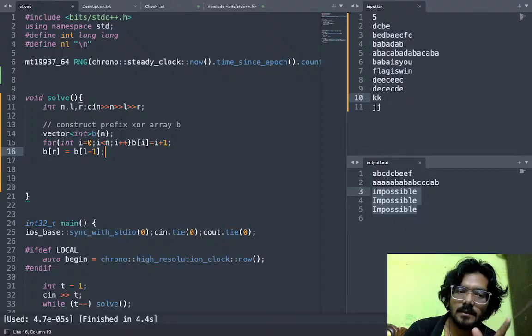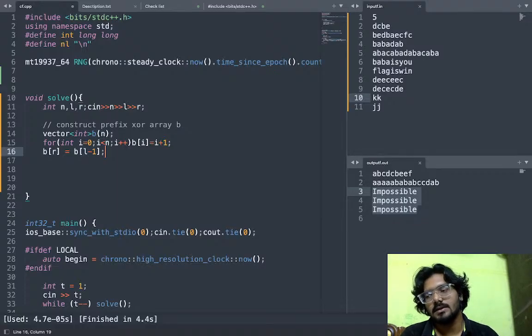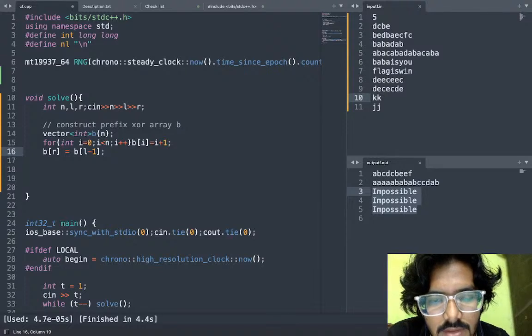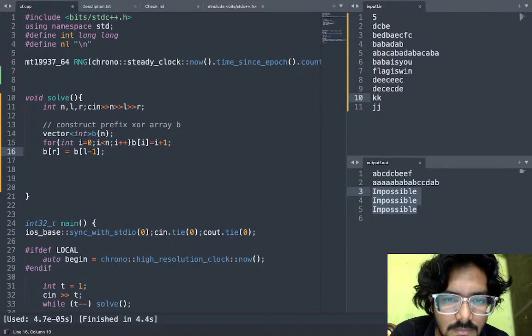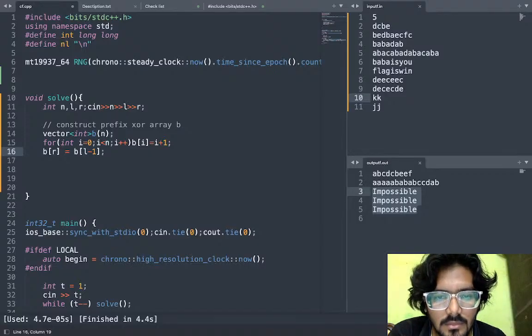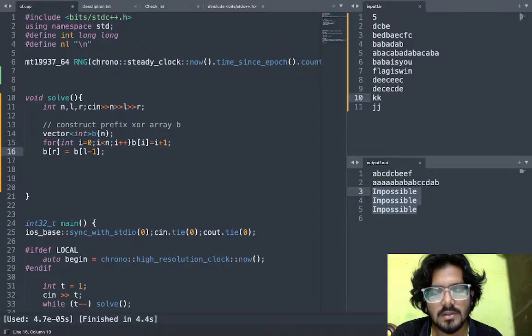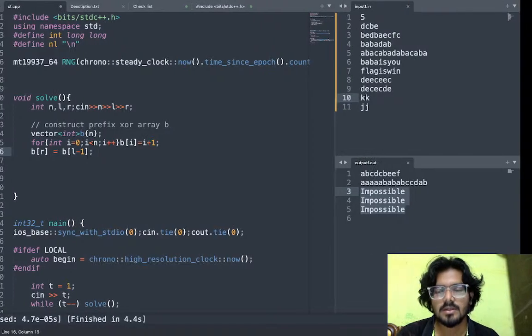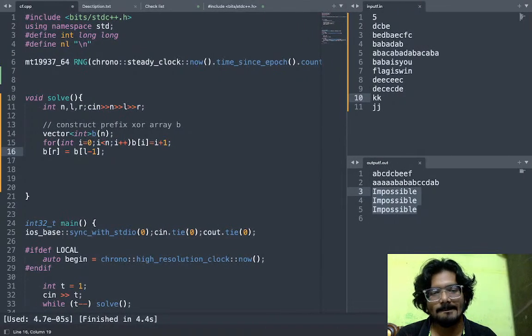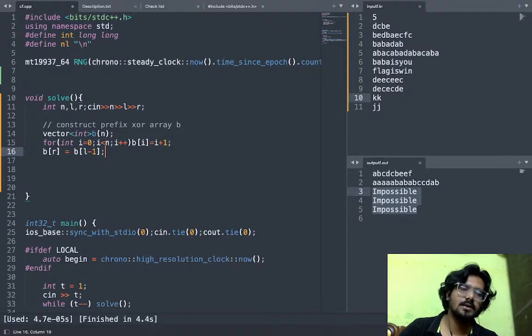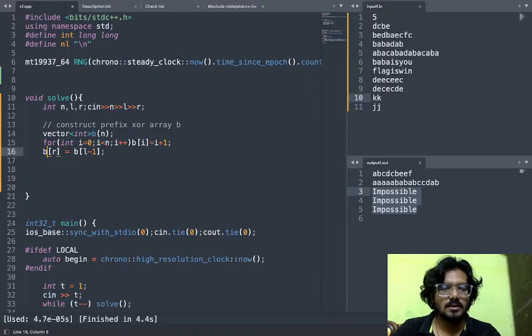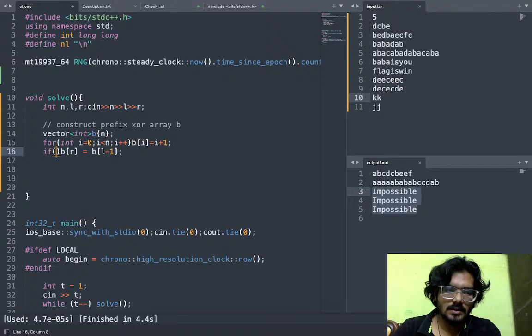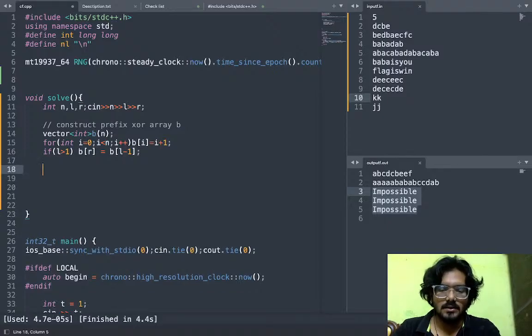Now if L is, let's see what L is, okay, L will be more than or equal to 1, so there can be chances where L can be 0. So we don't do anything. If L is more than 1, then we do this, else we leave everything as it is.